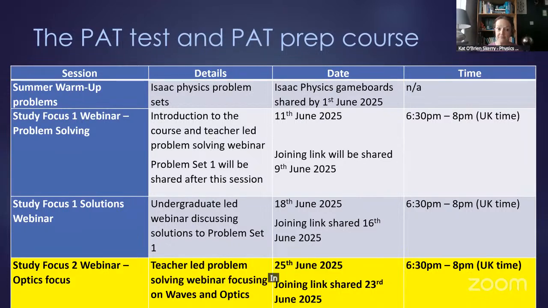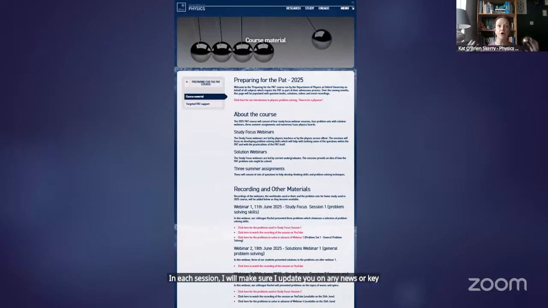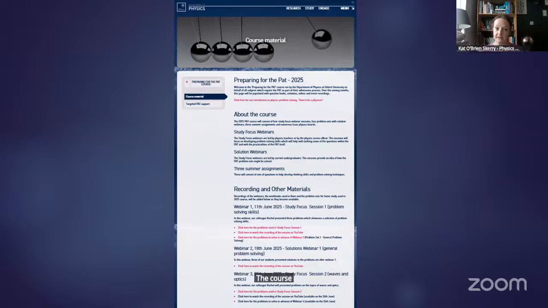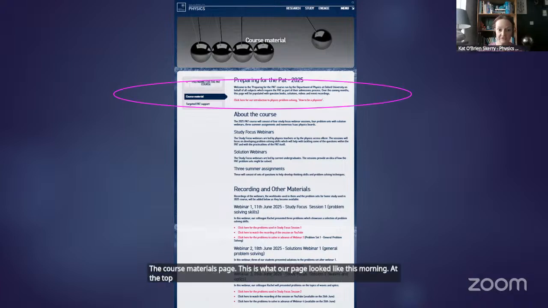In each session, I will make sure I update you on any news or key dates, and all of the information about our course goes on the course materials page. This is what our page looked like this morning. At the top, we have our introduction to physics problem solving, and that has some general hints and tips, which Rachel took you through in the first webinar.